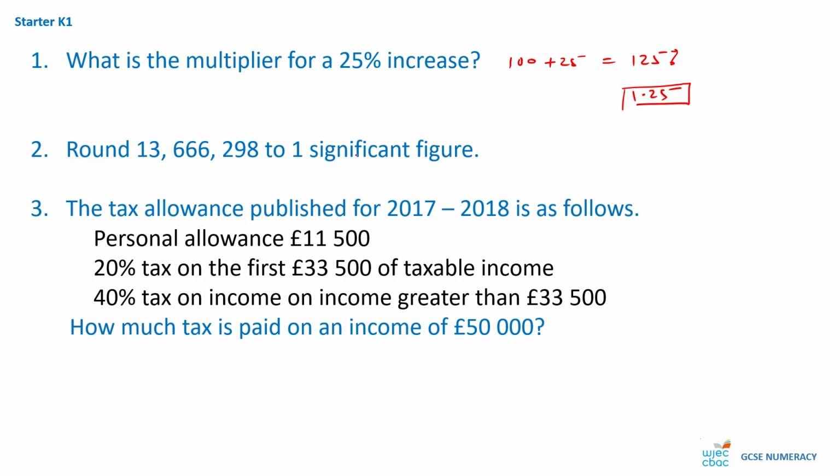Round to one significant figure. So after the 1 here, everything else is going to go to 0. 3 is not up to 5, so to one significant figure it is approximately 10 million.